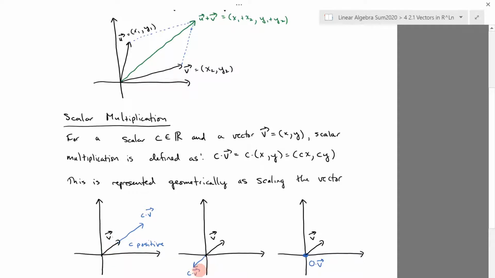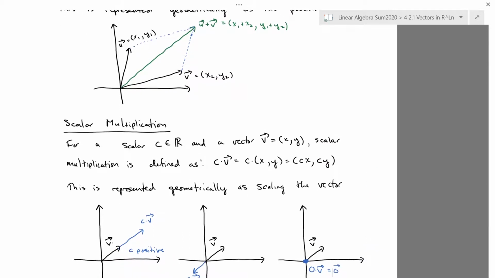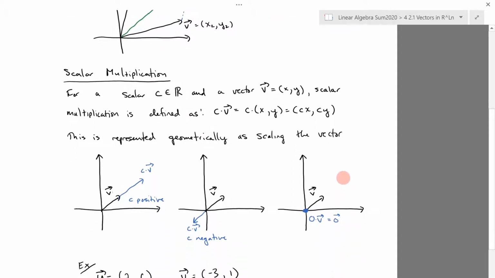And if c is negative, then the scalar multiple points in the opposite direction. And if c is 0, then 0 times v is just the 0 vector, which is identified with the origin. Okay, so again, the two operations are vector addition and scalar multiplication, and you calculate them in the obvious way, and you can combine them.